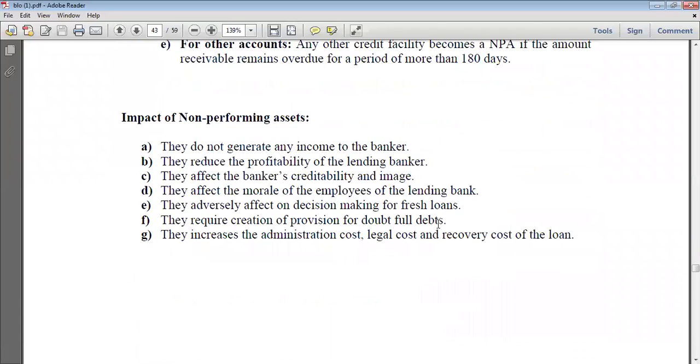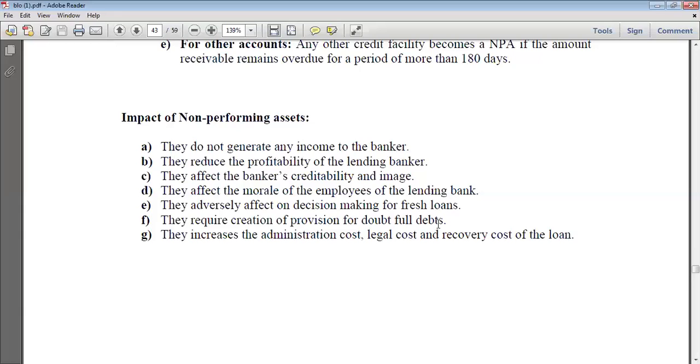Next we'll go for the impact of non-performing assets. Basically, what is the major impact of the NPA? The first impact is to the banker, the second impact is to the economy, and the major impact is also on society. Let us go one by one. First, they do not generate any income for the banker. When we increase the NPA, ultimately the banker has to suffer because of the shortage of funds. When we continuously give loans which are not recoverable from the customer, ultimately it will be a burden on the banker.